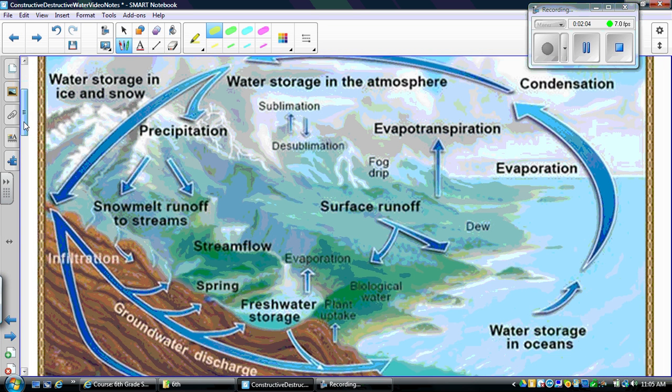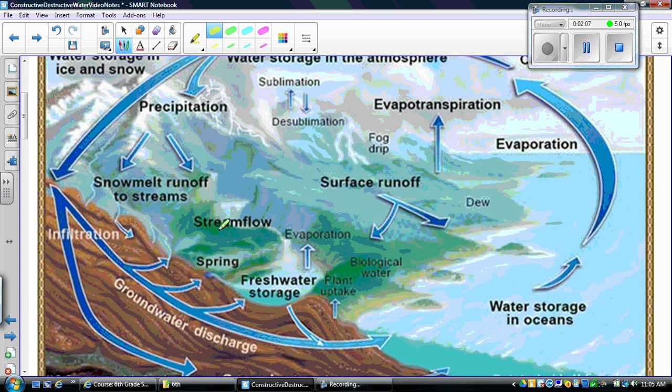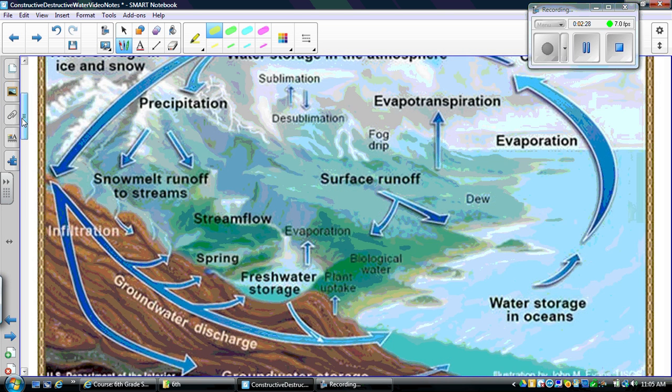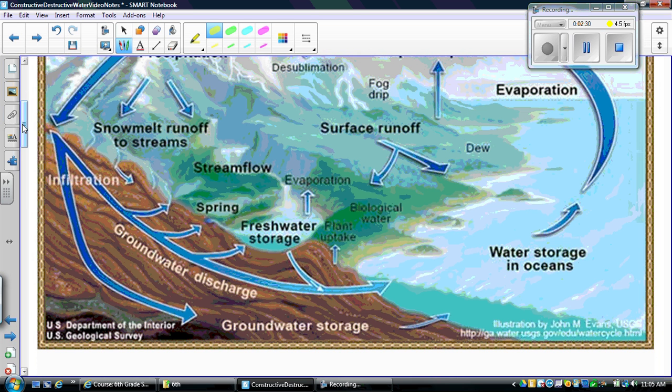Okay? And then if you look down here, you have streams that are on the surface of the earth that carry water. Some of that water goes underneath the ground. It seeps into the soil, and you have groundwater. Groundwater can come up through a spring, or can come back up through a freshwater storage like a lake or a pond. All right, and what you're noticing is just how water is cycled through.